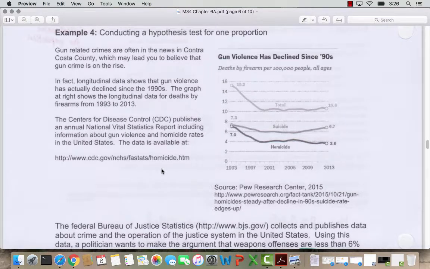So let's look at setting up a hypothesis test. Take a minute and pause the video to read about this gun violence data from the CDC, the Center for Disease Control. You can also go check out the website and explore some of the data there. Notice our Pew Research Center poll from 2015 is showing that gun violence overall has declined, and then they separated it out into suicide rates and homicide rates. So you can see the trend is overall declining with maybe some ups and downs more recently.